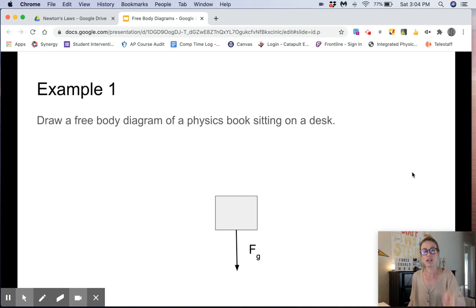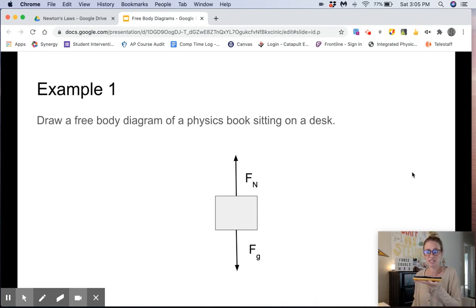So we have another force that is counteracting this force of gravity and that motion that it would cause if it wasn't present. We know that the physics book is sitting on the desk, so it's going to be the force of the desk on the physics book holding it up. So that direction is upwards, and we call this force the normal force. The normal force is basically just a resting force.